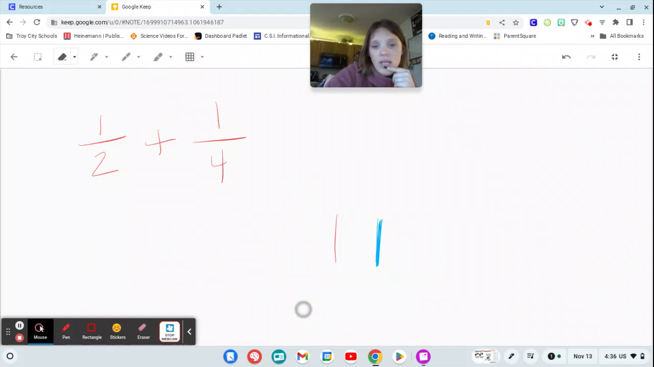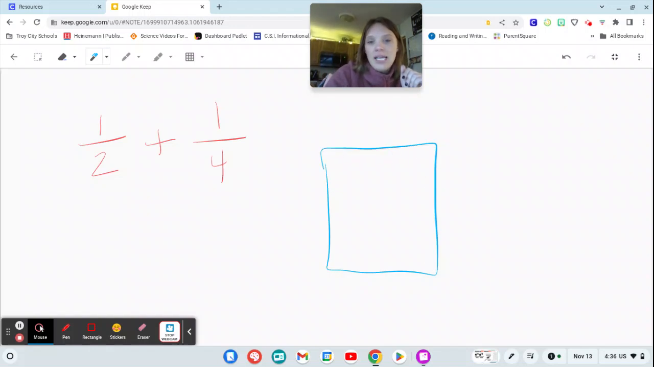A different way would be to draw a model, which is very similar to the place value chart, or, I apologize, to the tape diagram. A model looks like this. I'm going to shade in 1/2.